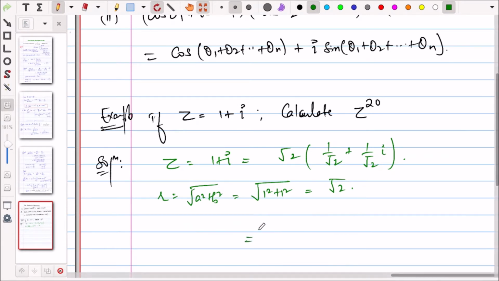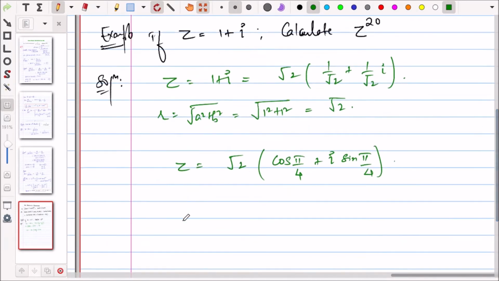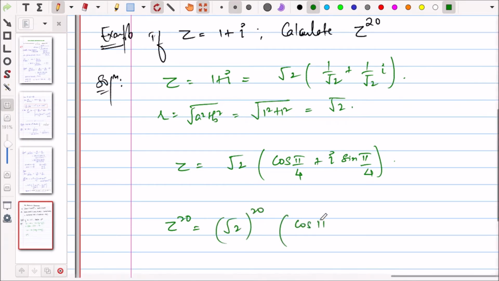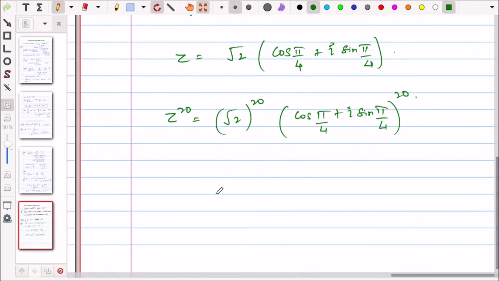Yes, pi by 4. So z can be written as root 2 to the power 1, cos pi by 4 plus i sin pi by 4. Now what I wanted to calculate is z to the power 20. So this is root 2 to the power 20, cos pi by 4 plus i sin pi by 4, right? So when you simplify this, this will become 2 to the power 10, right?